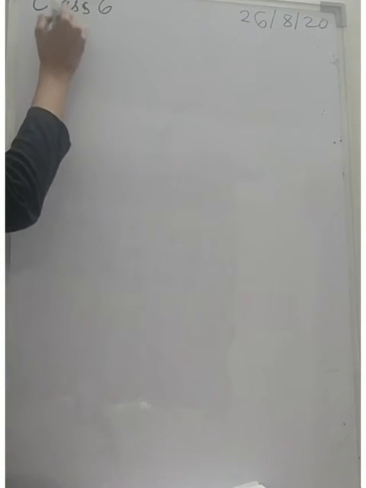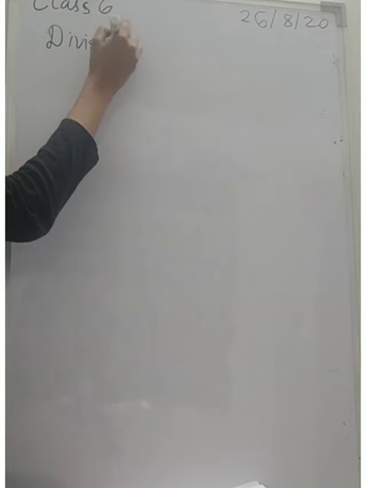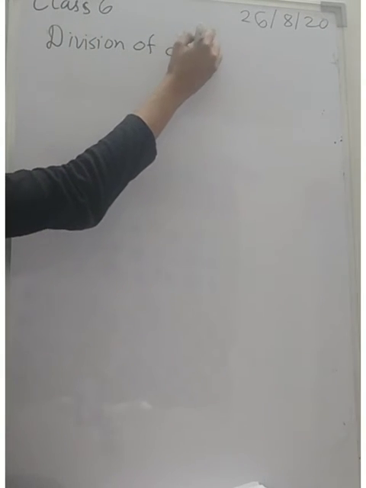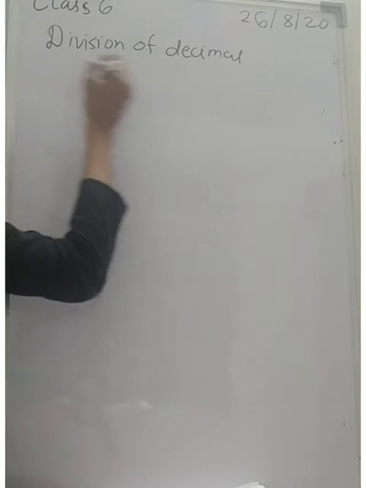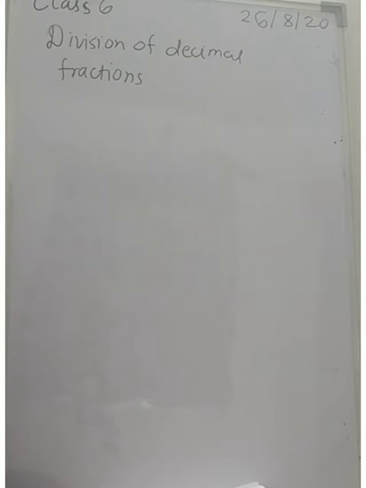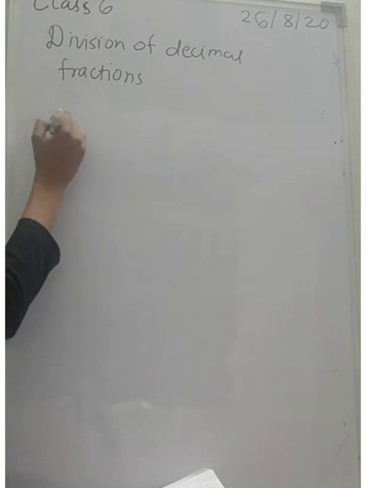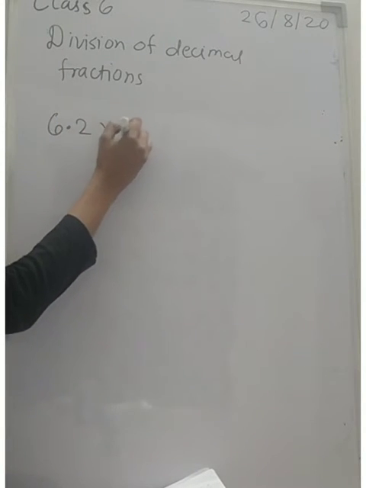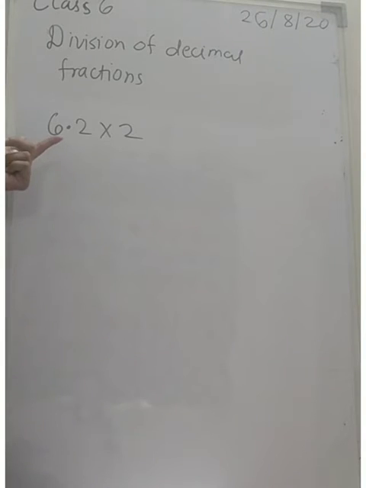So good morning students. We are learning about the division of decimal numbers or decimal fractions. We have already learned how to multiply and now we are going to learn how to divide. Okay. So if I give you the number 6.2 divided by 2, first, you need to convert these two into common fractions. Now, how do we convert a number with decimal into common fraction?